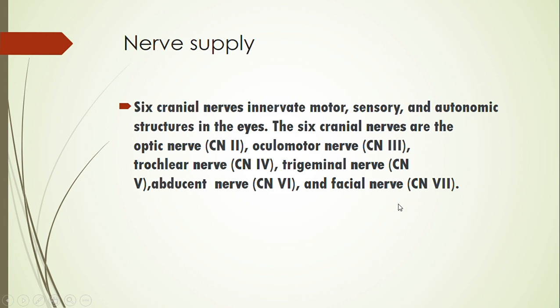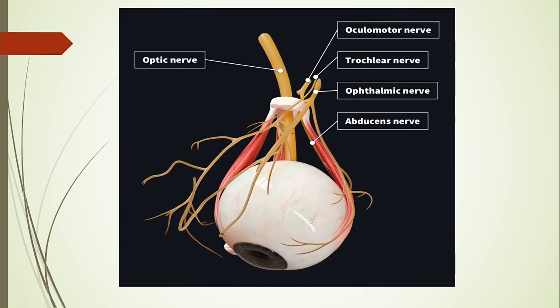So the muscles which are present externally to the eyeball are supplied by means of the facial nerve. So these are the cranial nerves: optic nerve, oculomotor, trochlear, trigeminal, abducens, and the facial. The optic nerve is the second nerve, oculomotor third nerve, trochlear fourth nerve, trigeminal fifth nerve, abducens sixth nerve, and facial nerve, so second to seventh cranial nerve. They are responsible for the nerve supply of the eyeball. This is how the nerves enter it. You can see the different nerves: optic, oculomotor, trochlear, ophthalmic nerve, that is the branch of the trigeminal nerve, and abducens nerve.